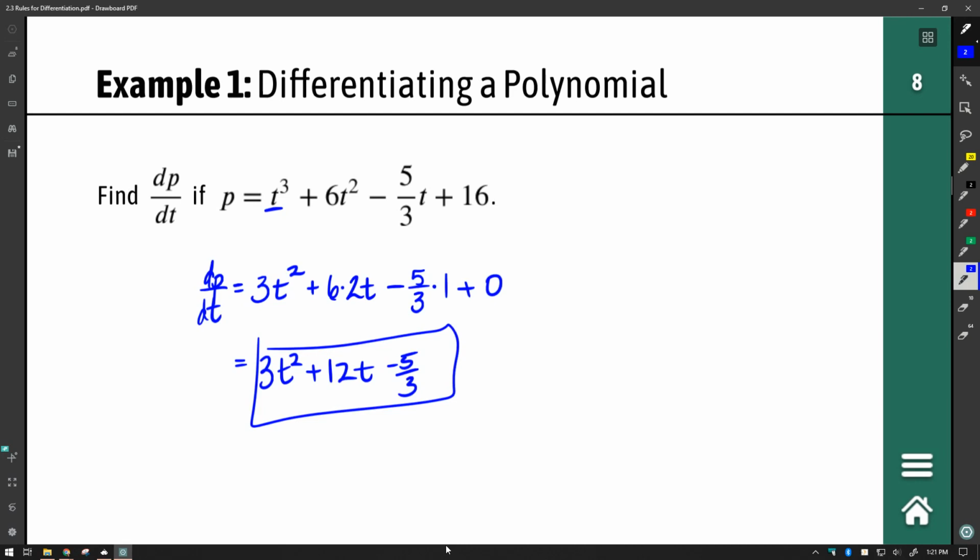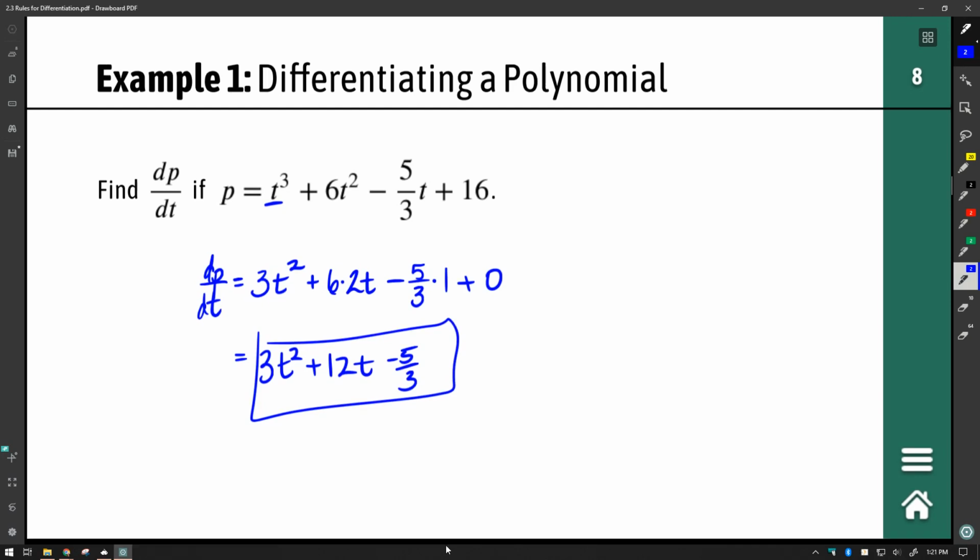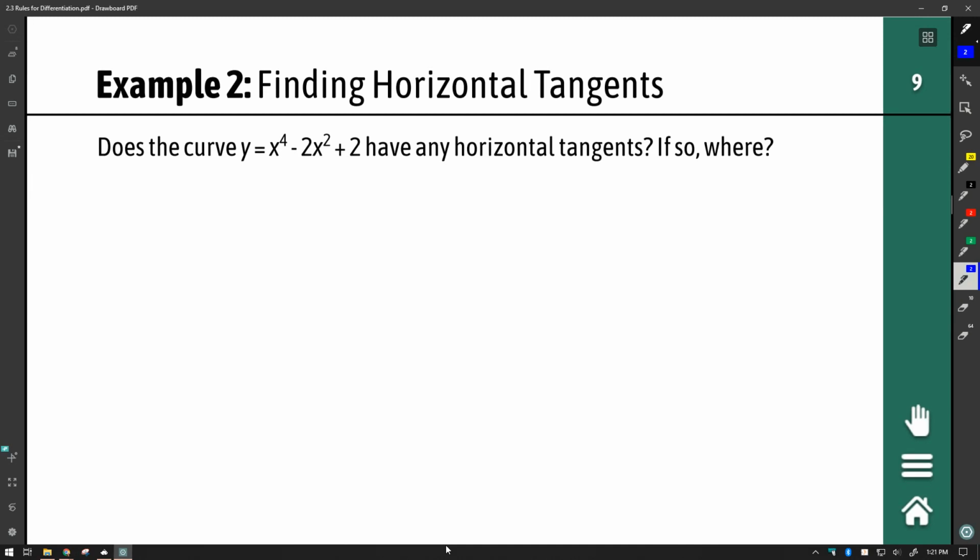Let's put this to use in a bit of a more conceptual question. Does the curve y equals x to the fourth minus 2x squared plus 2 have any horizontal tangents? And if so, where? A horizontal tangent, a tangent that is completely horizontal, we know is going to be a line with slope 0. And if the slope is 0, then guess what? The derivative dy dx is going to be equal to 0 at those places as well. So what we can do is find the derivative of this function, set it equal to 0, solve, and we will find any points of horizontal tangency.